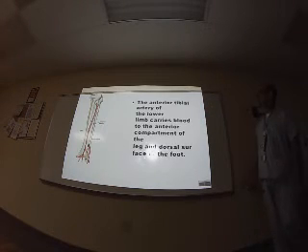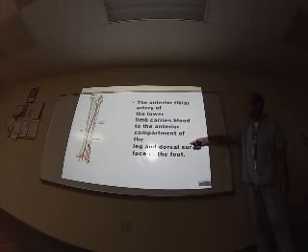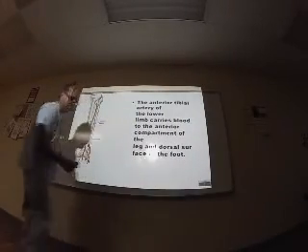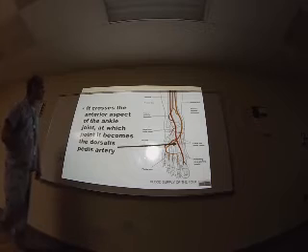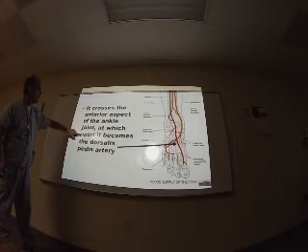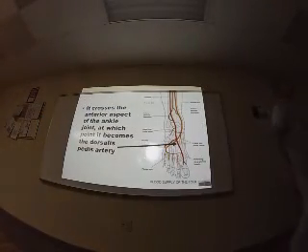The anterior tibial artery of the lower limb carries blood to the anterior compartment of the leg and the dorsal surface of the foot. Okay, anterior is on this side. It crosses the anterior aspect of the ankle joint, at which point it becomes the dorsalis pedis artery. This is the last artery of the protocol. It's the continuation of the anterior tibial artery.